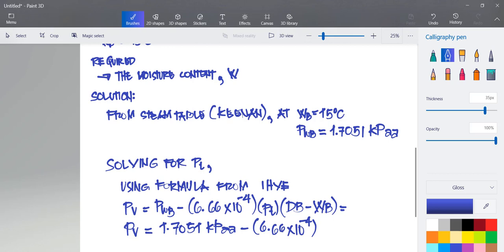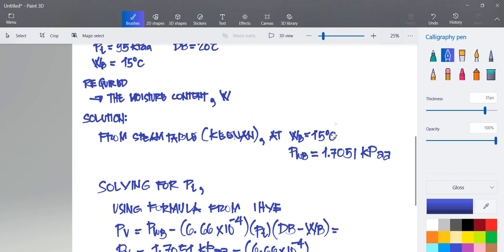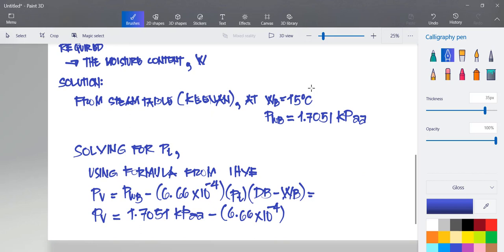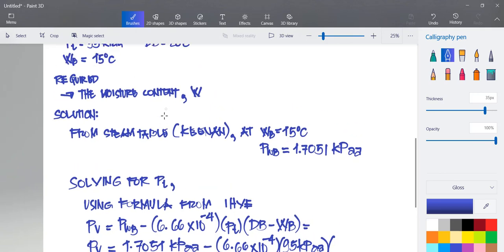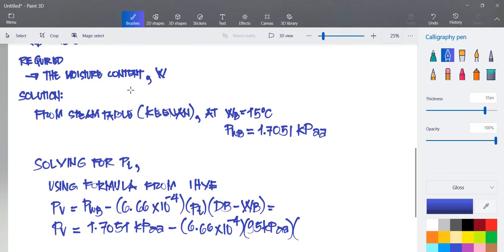Then we have the total partial pressure, which is given kanina, so that will be 95 kPa absolute. Then our dry bulb temperature is 20 degrees Celsius, minus our wet bulb temperature, which is 15 degrees Celsius.